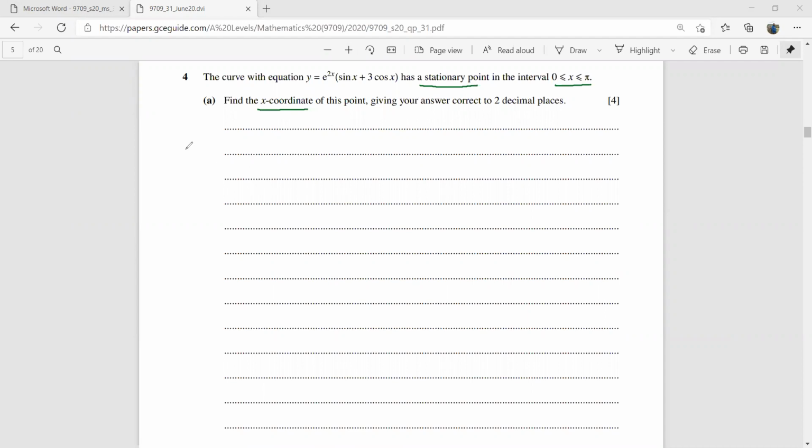So I'll straight away go for dy by dx, and I know that my u is e raised to power 2x. So u dash is going to be 2 e raised to power 2x. And then my v is sine x plus 3 cos x. So this v dash is going to be cos x minus 3 sine x. Now let's put them into the derivative here.